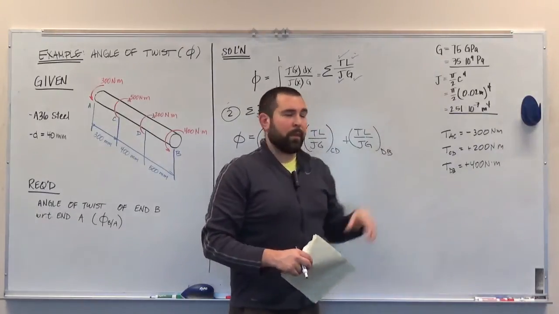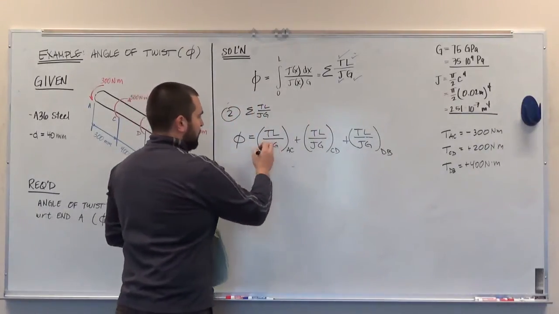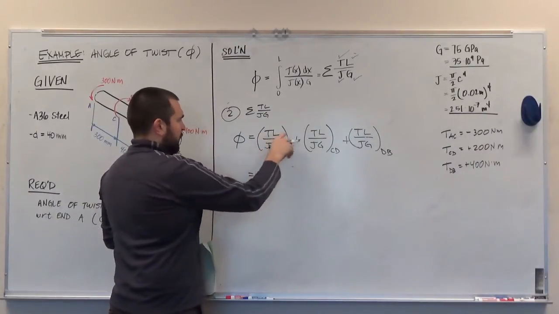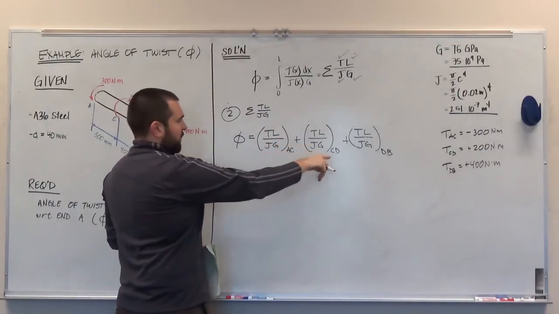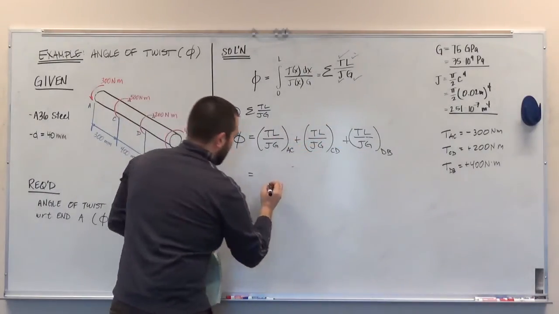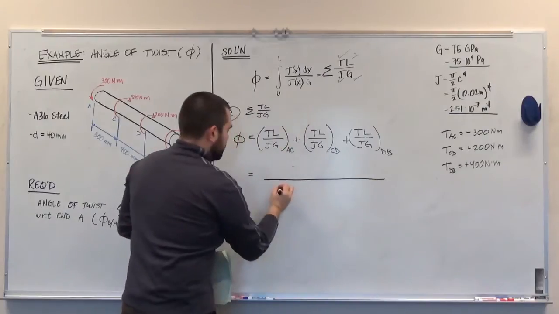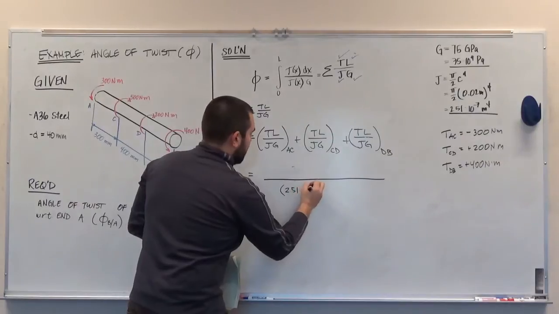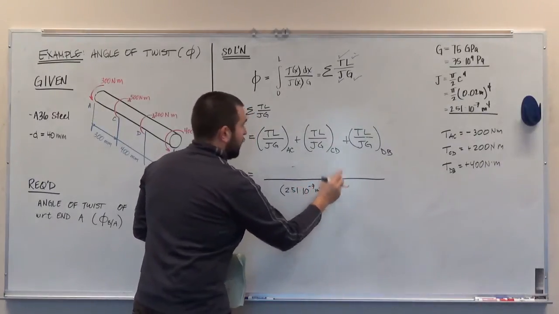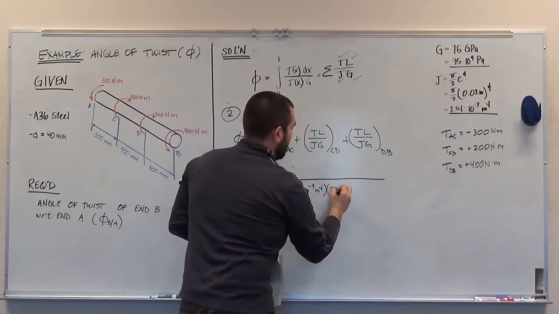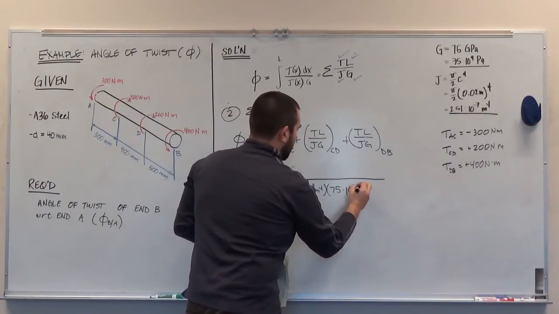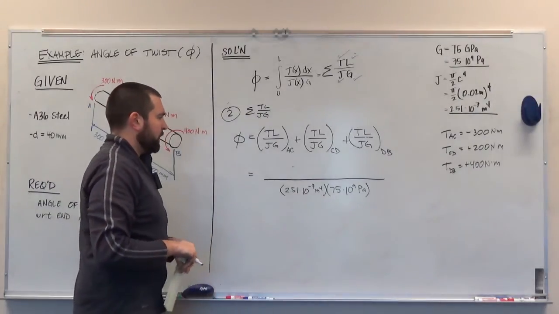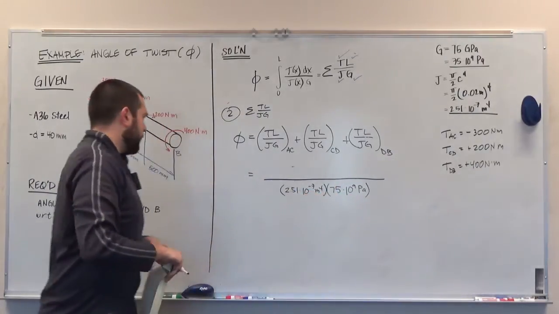Same material, same section properties, so I could actually just combine all of these denominators right here, and I would simply get TL for AC, CD, and DB all added up, and the denominator would be a single J times G, J being 2.51 times 10 to the negative 7th meters to the 4th, G being 775 times 10 to the 9th pascals. Again, I'm changing everything into meters and newtons here. Again, a pascal is just a newton per meter squared.